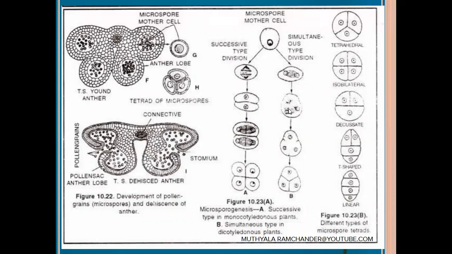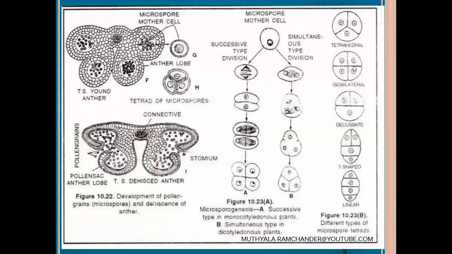Finally, after the second karyokinesis division, cytoplasm division occurs. The cytoplasm divisions are completed to form four haploid nuclei. See, both divisions occur in the microspore mother cells. One is the successive type of division, the second one is the simultaneous type of division. By these divisions, four haploid microspores are formed.